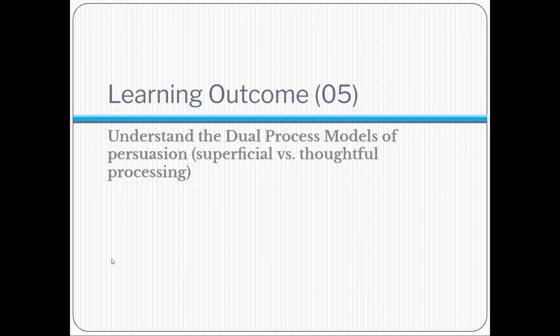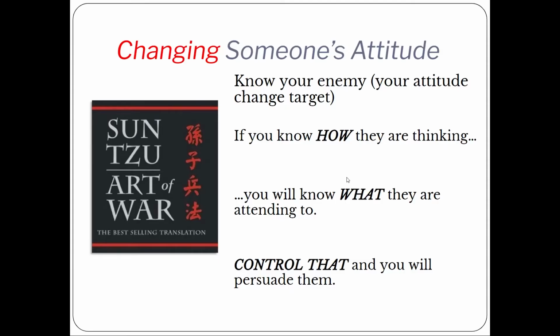This is our learning outcome number 5. So Sun Tzu, the author of the famous Art of War, has a saying: If you know the enemy and know yourself, you need not fear the result of 100 battles. So we can apply the know-your-enemy philosophy to changing someone's attitude.